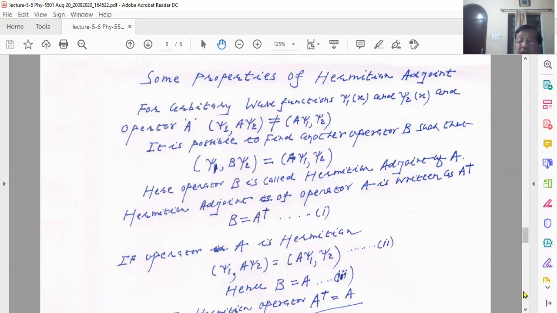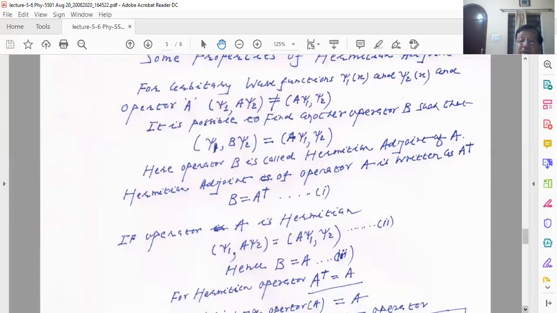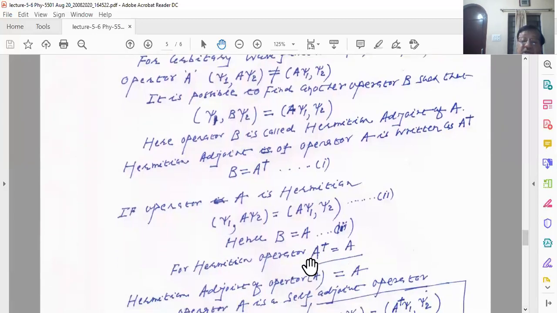That means if A is a Hermitian operator, then the Hermitian adjoint of the operator A is operator A itself. This is a very important law in quantum mechanics: if A is a Hermitian operator, then the Hermitian adjoint, A dagger, is always equal to the operator itself. That is, A dagger is equal to A.